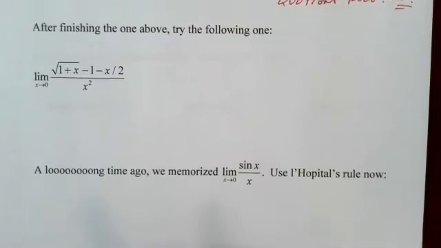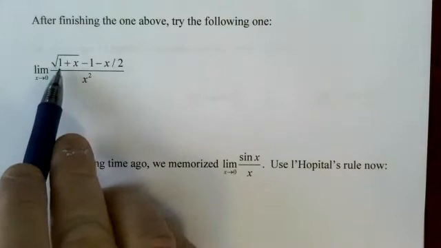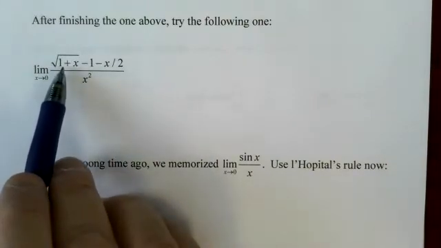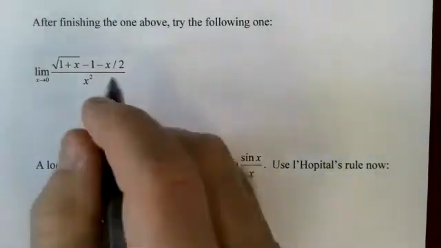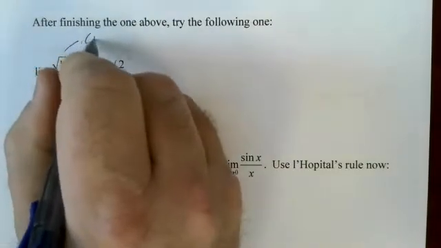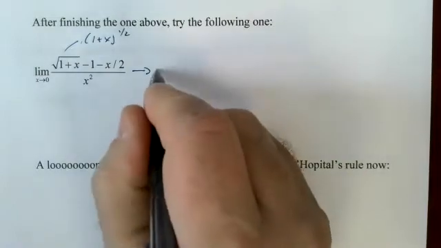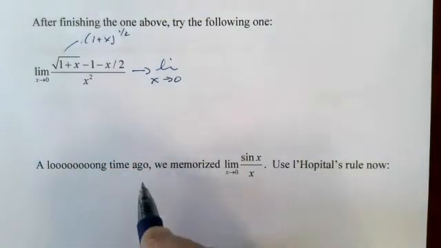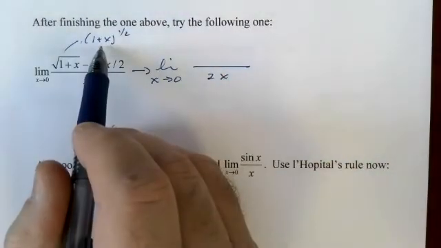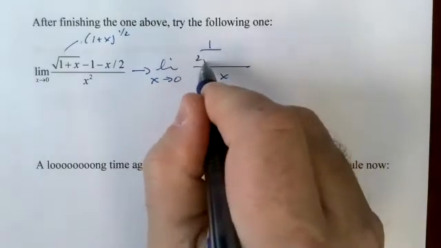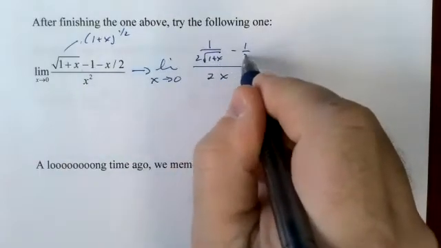That's it. All right. So first things first, plug in 0. 0 on the bottom, square root of 1, 1 minus 1, see ya. Minus 0 over 2, see ya. All right. So let's rewrite this as (1 plus x) to the 1/2, so I know what I'm doing. I actually would strongly recommend writing that out so you don't forget what you're doing. 2x. We just did this one, right? 1 over 2 root 1 plus x. Minus 1 is gone. Minus 1/2.